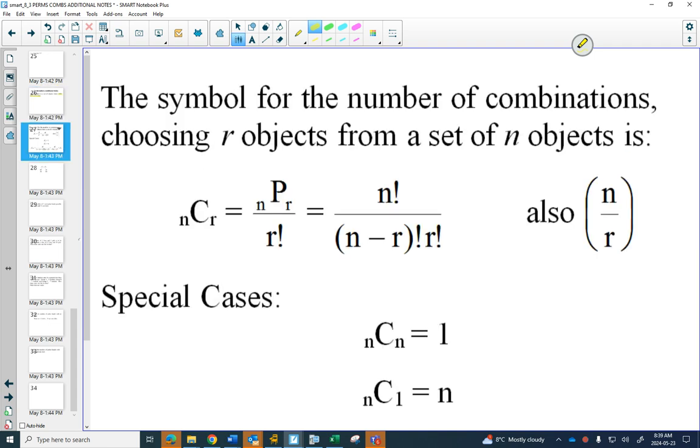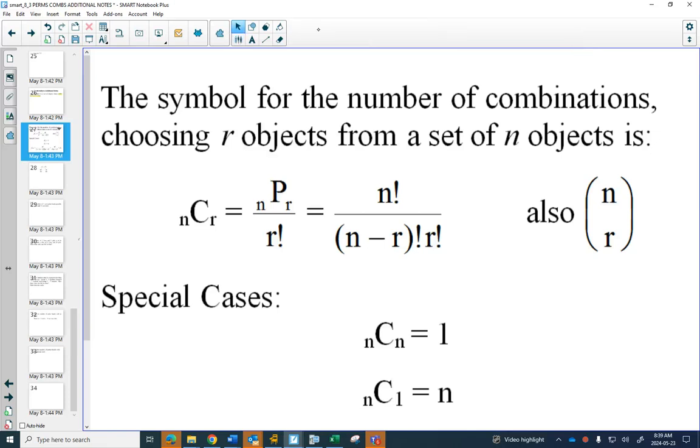And we saw already that all a combination is a permutation with the order divided out. So it's the same formula as the permutation formula, but we add an extra r factorial on the bottom because we're getting rid of that order. We saw this other notation that textbooks sometimes use.